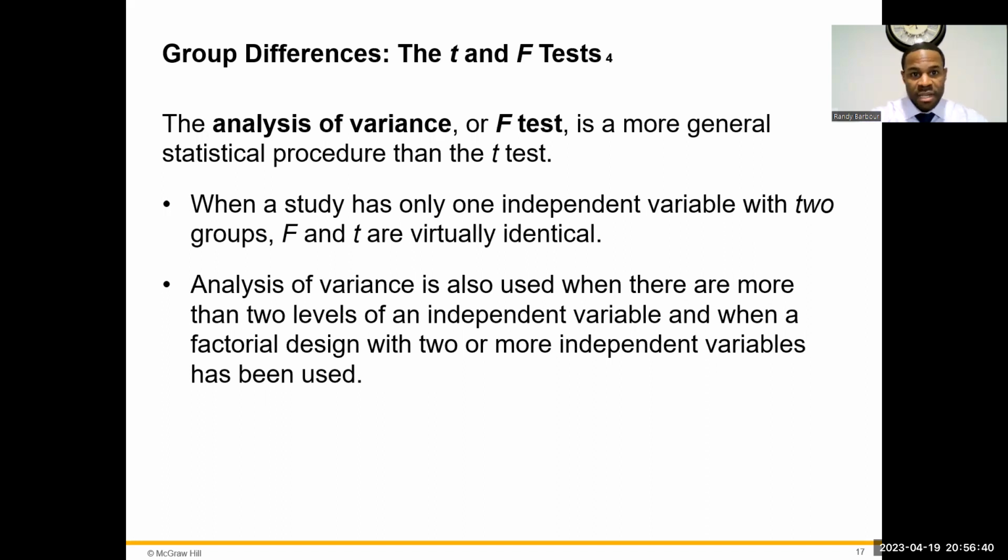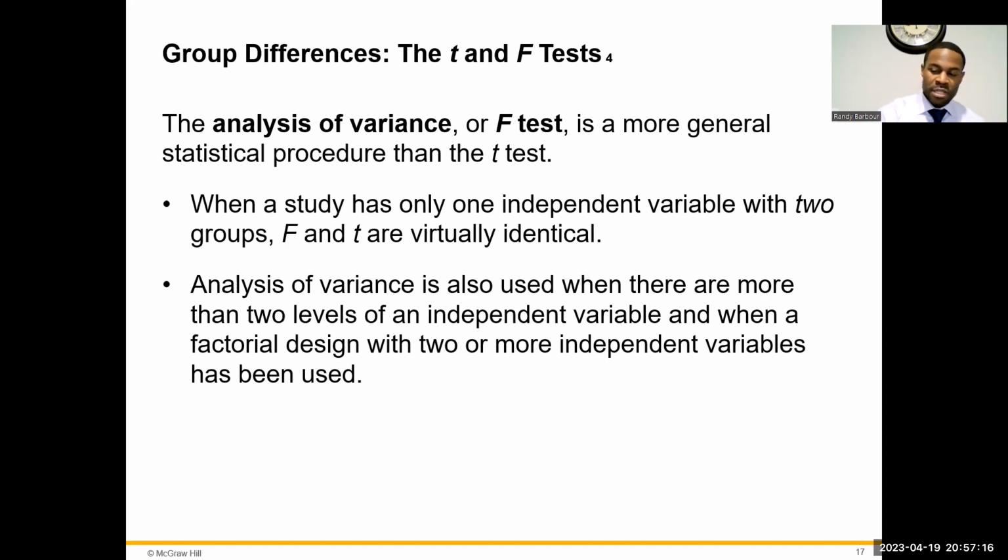The second test is the analysis of variance. This test is for when you have more than two groups. With two groups, you're going to use a t-test, but when you have more than two groups, you're going to use an F-test. Say I was looking at the dosages of a particular drug, and I had four separate groups.